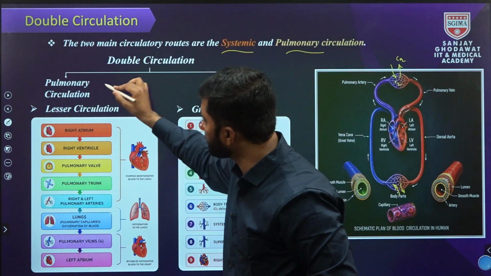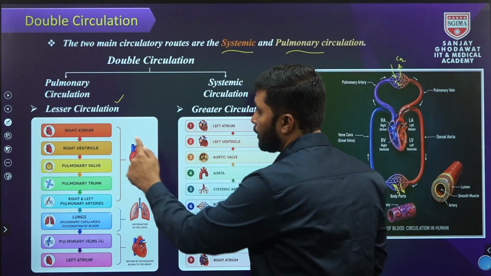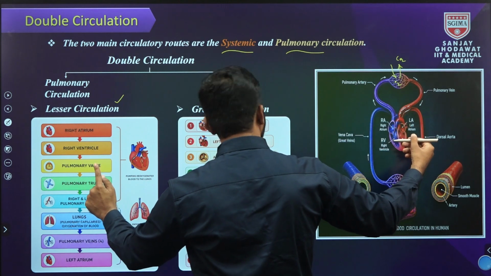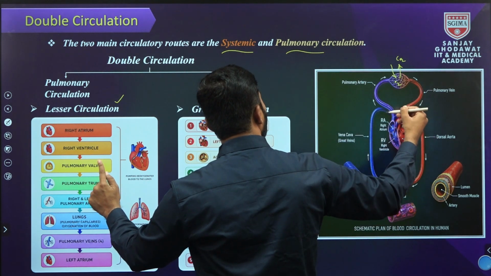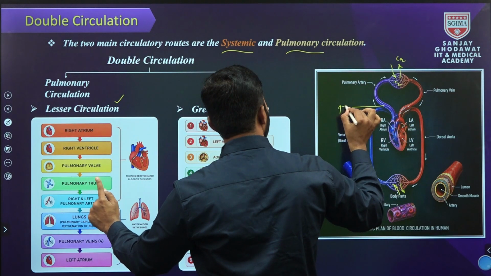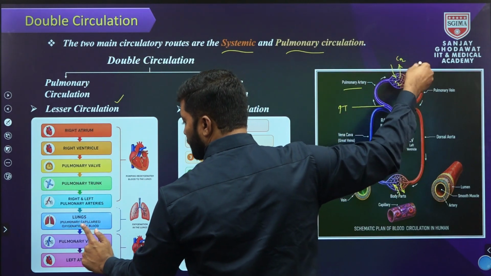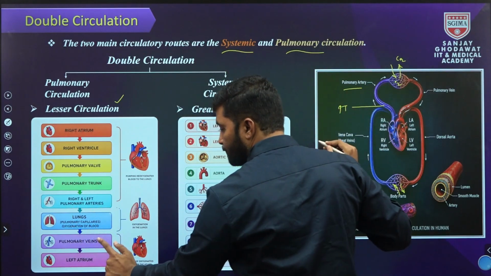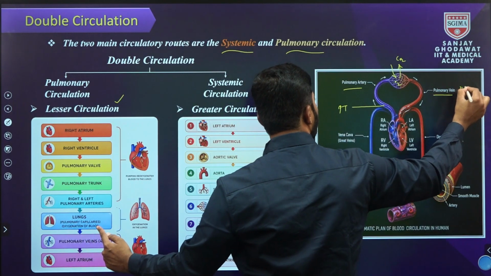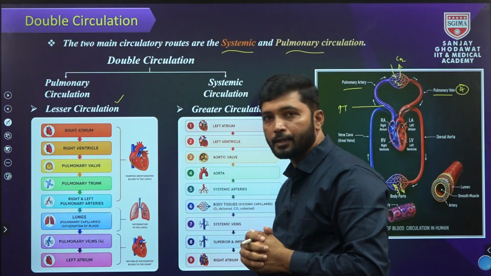Pulmonary circulation has another name, lesser circulation, because it travels a short distance. Blood goes from the right atrium to the right ventricle, then from the right ventricle to the pulmonary trunk, next to the pulmonary artery. Then in the lungs, exchange happens, and the purified, oxygenated blood is captured by the pulmonary veins, four pulmonary veins, which open separately into the left atrium.